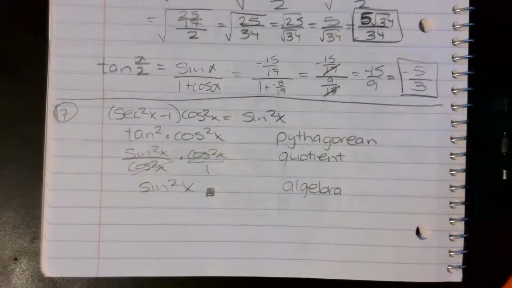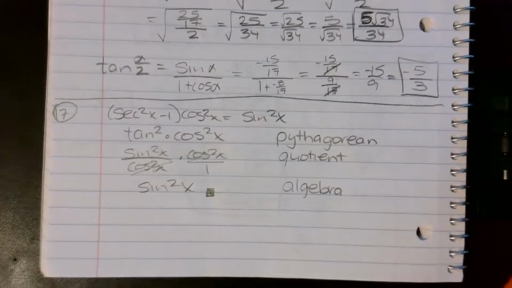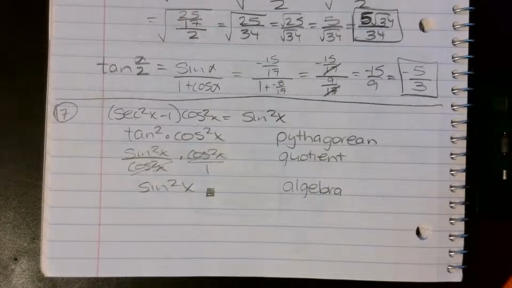All right. Another way that we could have done this is distribute that cosine squared x, and I would get 1 minus cosine squared x. So there's more than one way to do this type of problem. This is a good one.